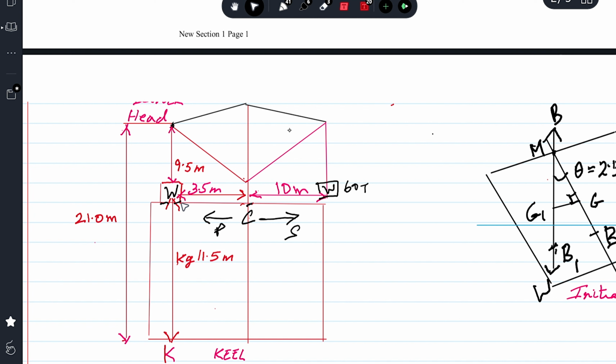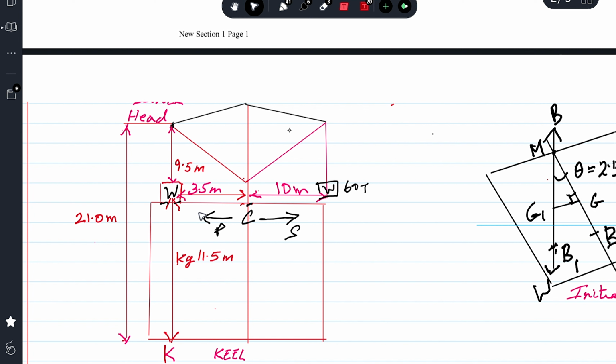So as soon as the weight is picked up, the center of gravity of the weight will shoot up to the head of the derrick, meaning KG of the weight, which was 11.5, will become 21. So 21 minus 11.5 is 9.5 meter. The effect will be as if you have shifted the weight vertically upwards by a distance of 9.5 meter. So we will calculate the final KG because of this shift, and then we will get the new GM fluid that will give us the tan theta.